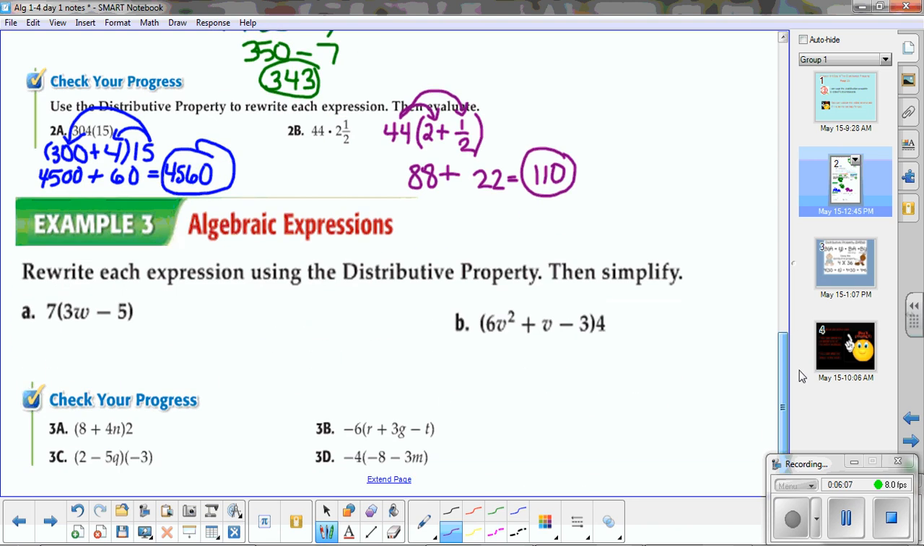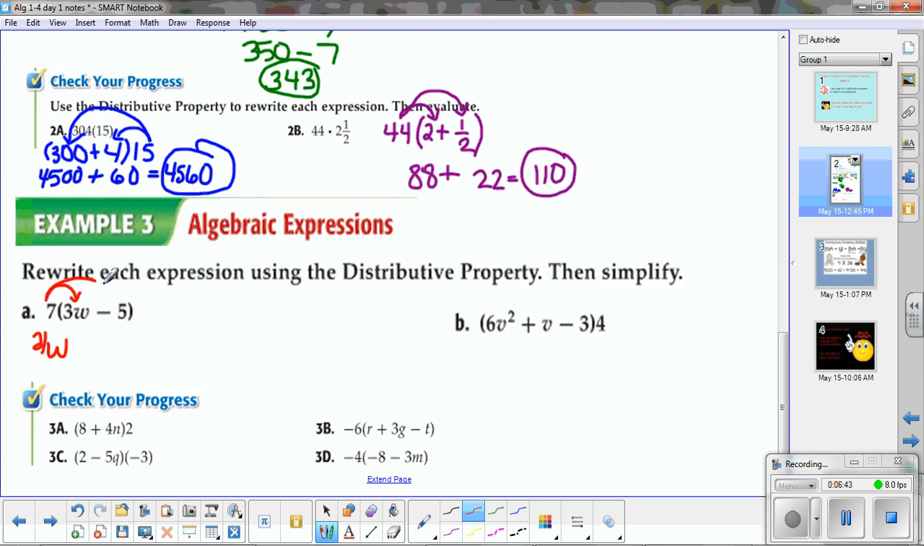In the third example is where we throw some variables into the mix, and this is where the distributive property really comes in handy for simplifying. Because we can't really do anything with 3w minus 5 because they're not the same thing. They're not what we call like terms, which we'll learn more about in the next video. So let's go ahead and use the distributive property, and we're going to give this 7 to everything inside of the parentheses. 7 times 3w is 21w.